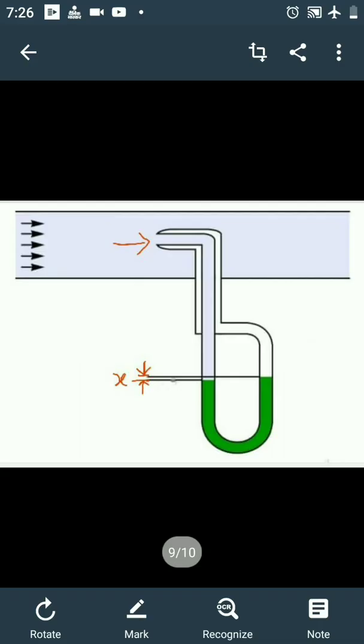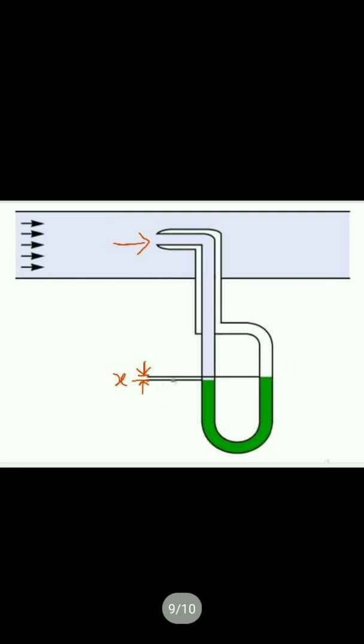Now the another arrangement is the Pitot static tube, which consists of two circular concentric tubes, okay, one inside the another, with some annular displacement. That means on both sides of the tubes we have a small space. Okay, so the liquid rises in the tube.